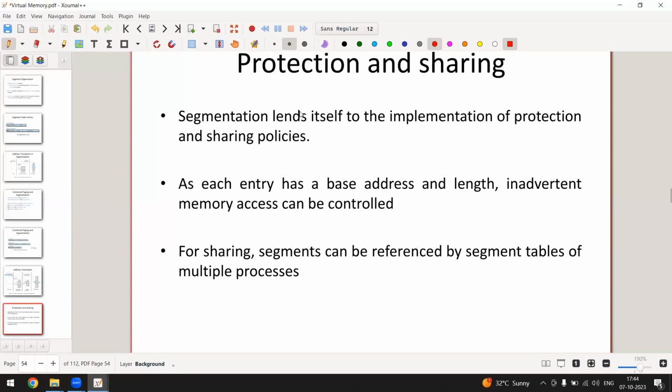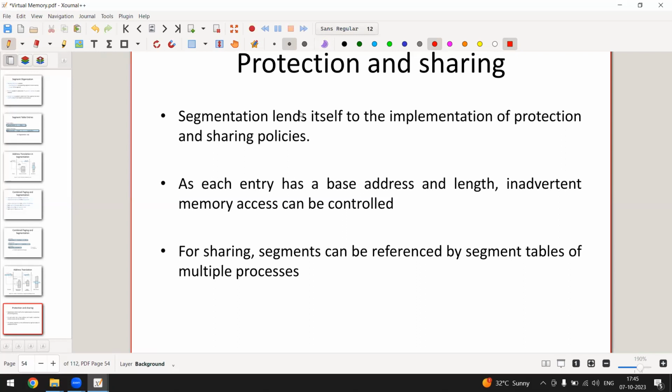If we talk about protection and sharing, segmentation lends itself to implementation of protection and sharing policies. It is very compatible to implement various security policies if you are using segmentation. For example, you can make a particular segment shared. You can make it private. Then you can easily protect some segment from other segment. All these things can be done easily.